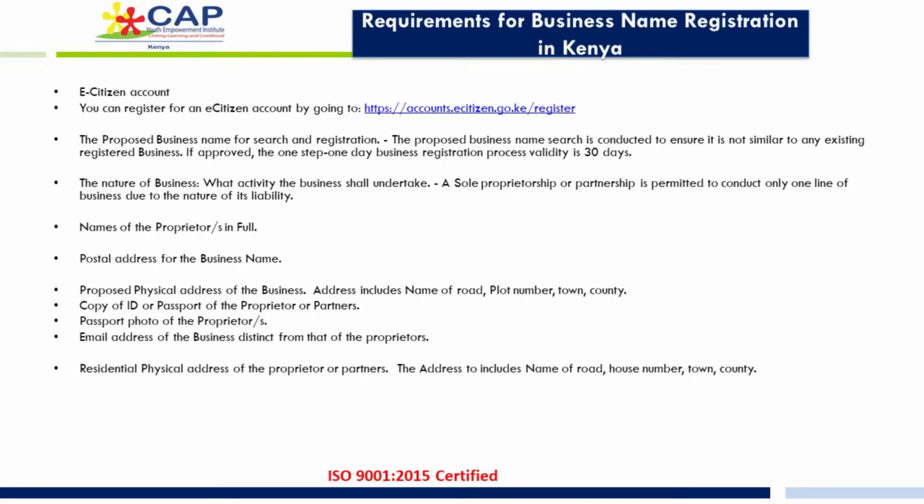And finally, the residential and physical address of the proprietors or the partners. So this is for compliance requirements. It's supposed to make it possible for authorities or anybody to find the people who own a business should they need to do so. So that address, again, will include the name of a road where their house is located, or the house number, the name of the town, the county, and in some cases the country, if it happens that one of your partners is not living in Kenya.